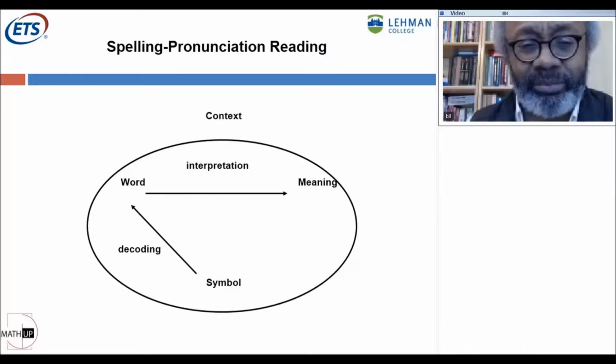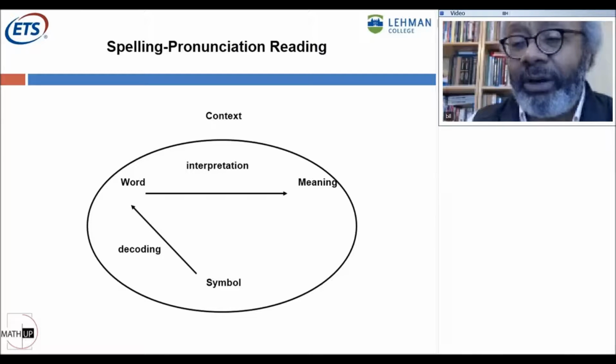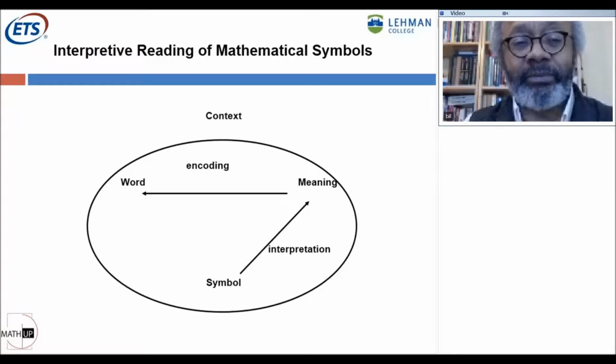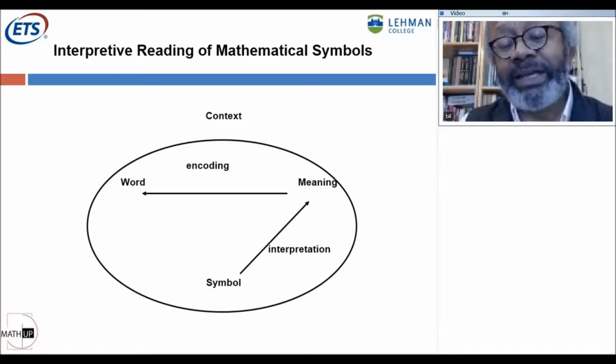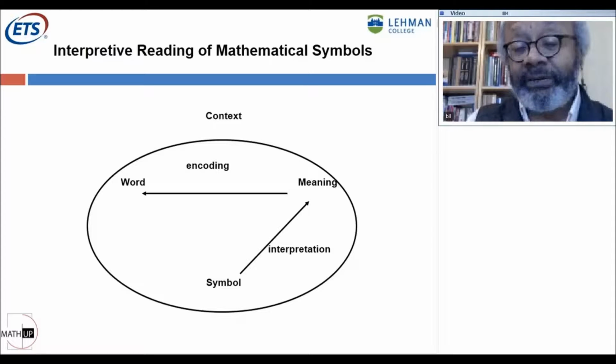But the symbols of mathematics do not work like the alphabet. As a matter of fact, from the last slide to this one, you see, in some sense, the symbols of mathematics work in exactly the opposite direction. When we look at a mathematical symbol, because they represent concepts and not words, we need, within a given context, to determine the meaning of the symbol. And once we've decided what we want the symbol to mean, we then encode that meaning by choosing the appropriate word.